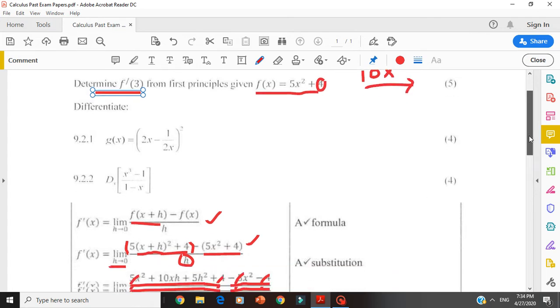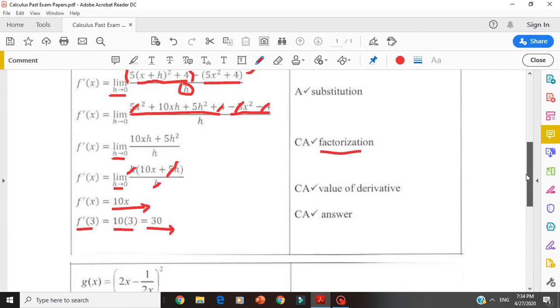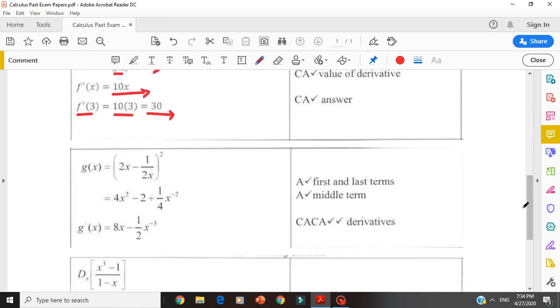Okay. Let's look at question 9.2.1. We've got g of x is equal to 2x minus 1 over 2x all round squared. That's 4 marks. So here you use rules for derivatives. What you're going to do in this question is you're going to FOIL it out.